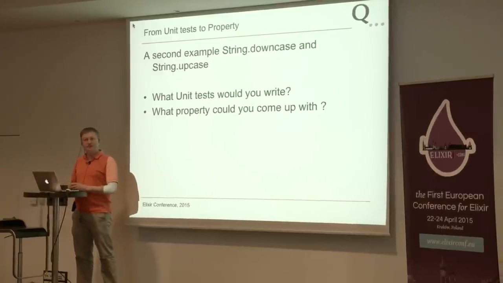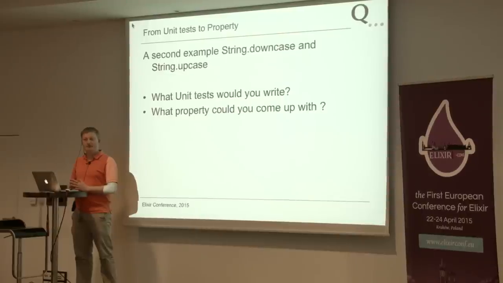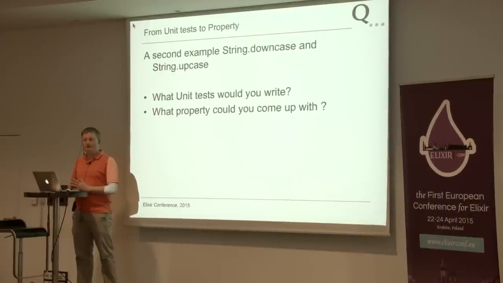But what is the property we can come up with? That's much more difficult. I fooled you before, because that was a very simple property. Everyone could come up with that one. But coming up with the property is difficult. What would you do? Upcase and then reverse. So you would do an upcase and a downcase, and then it would be the same as the original. Not always, not if you start with an uppercase. So you're almost there.